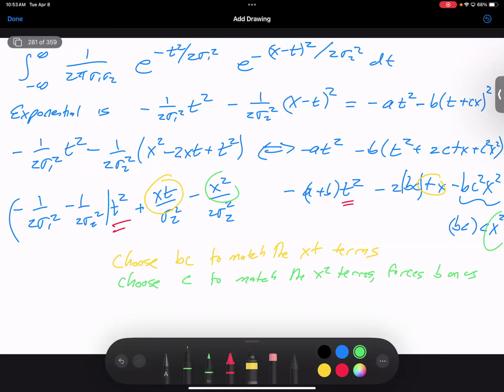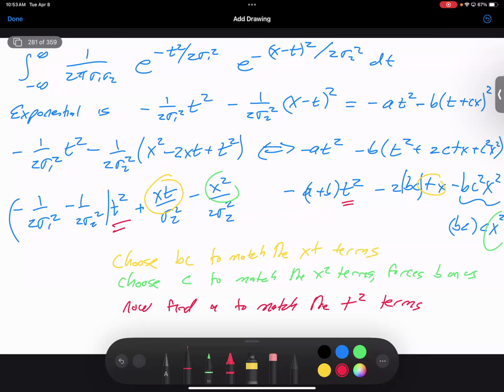We now have to match the t squared terms. Well, fortunately, it's a plus b. So no matter what b is, I can just adjust a, and so now we can find a. Now find a to match the t squared terms. So this proves that we have such a decomposition.